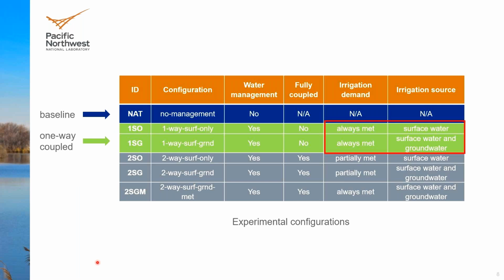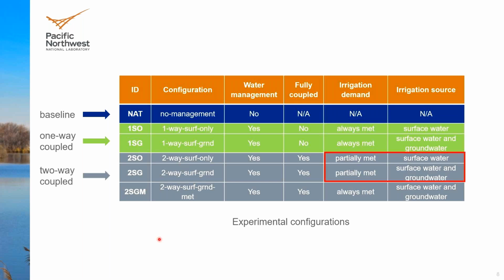And we have two one-way coupled simulations, so the IDs are 1SO and 1SG. 1 means one way, S is surface water, and O means surface water only. That means the water can only be provided by the surface water source. There's no groundwater pumping in this scenario. And 1SG means one-way, surface water and groundwater. So these two one-way simulations assume irrigation demand is always met, as I just introduced. So there's no surface water constraint. The surface water and groundwater partitioning is based on a fixed fraction.